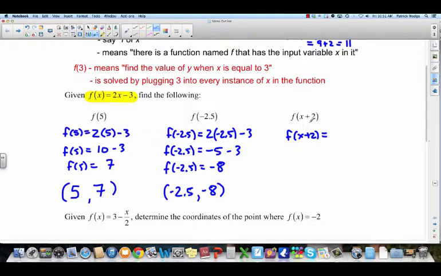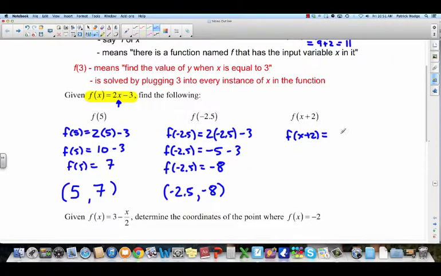So what does that mean? How do we solve this? Wherever I see x in this highlighted function, this rule right here, I'm going to put x plus 2. I'll say that again. Wherever I see x, and there's only one place I see x, right here, I'm going to replace that x with x plus 2. So let's do that.